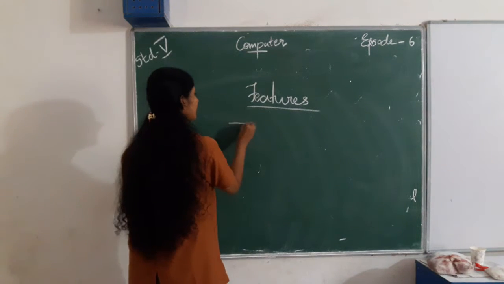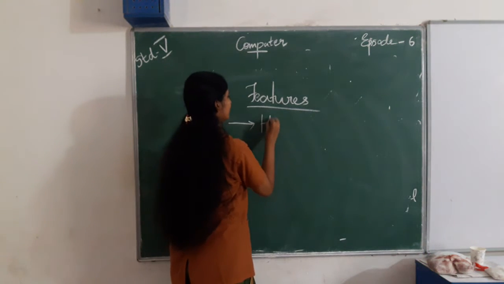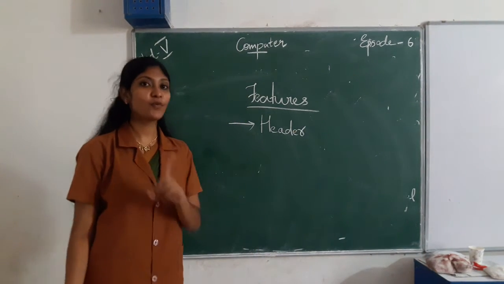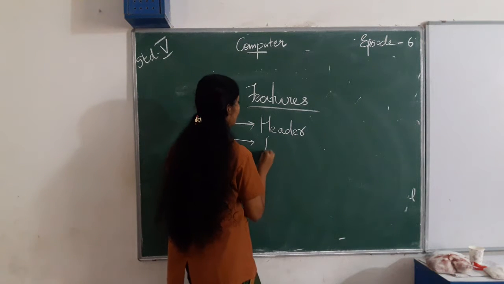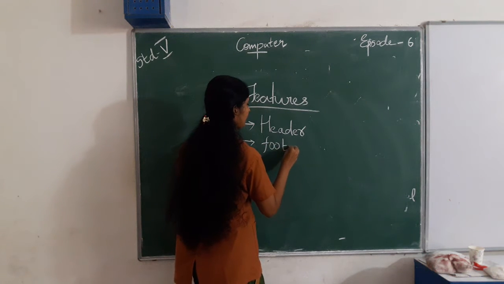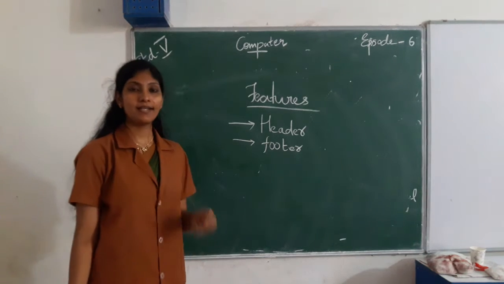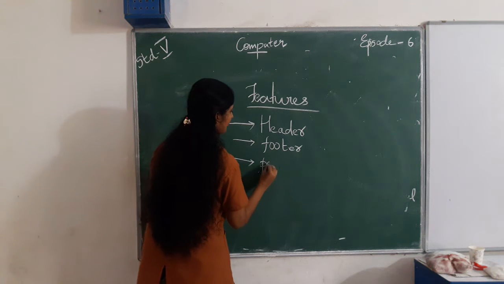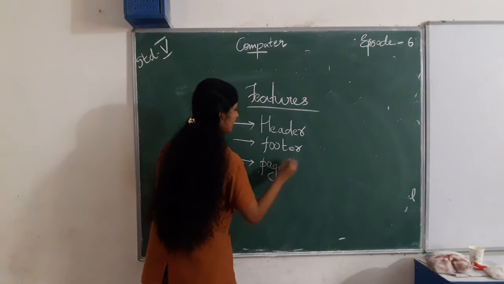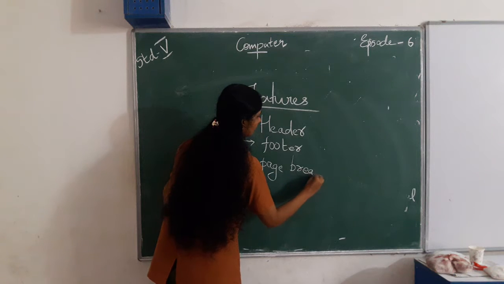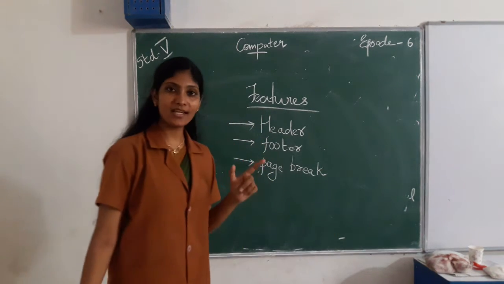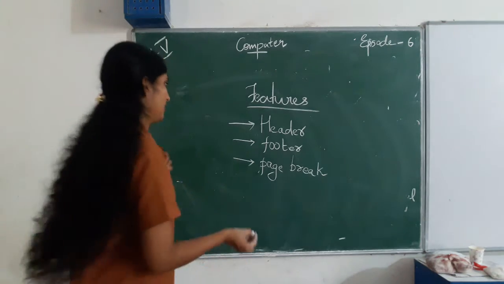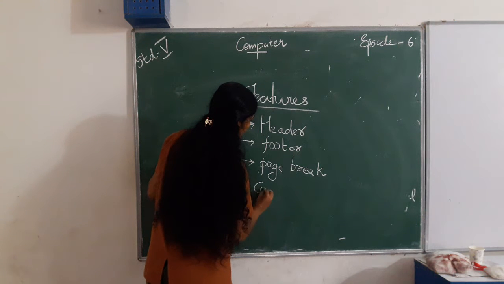First one, header. Then second one, footer. Then third one, page break. Then the next feature is columns. We can add columns to our document. That is column.